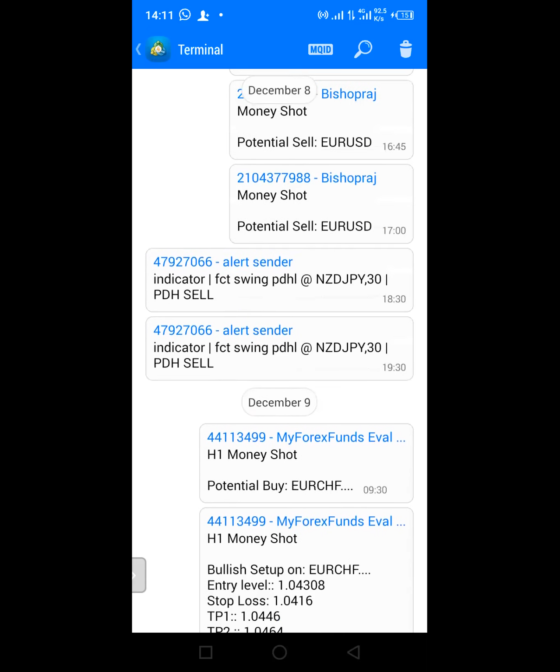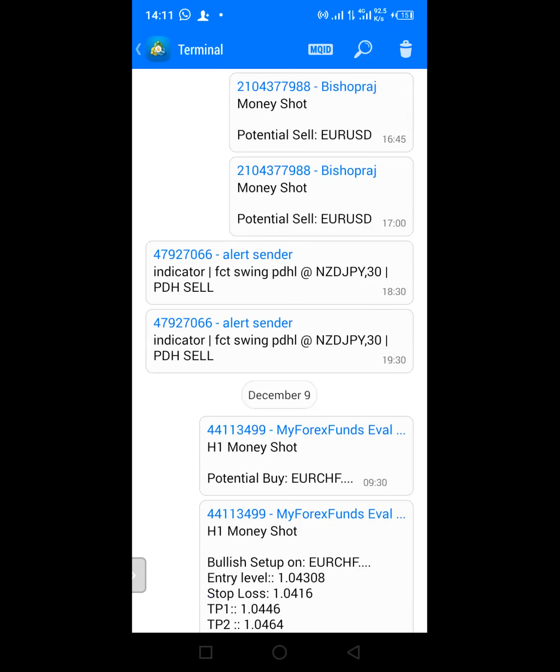I have some other ones telling me there is a potential swing, a potential sell on NZD-JPY. Why? Because it just took out the previous day's high, right? I now go to NZD-JPY, look at it, ensure it has taken out the top edge, and I decide to sell. Yesterday, there were potential sells on EURUSD that didn't play out, so we didn't sell it, right?